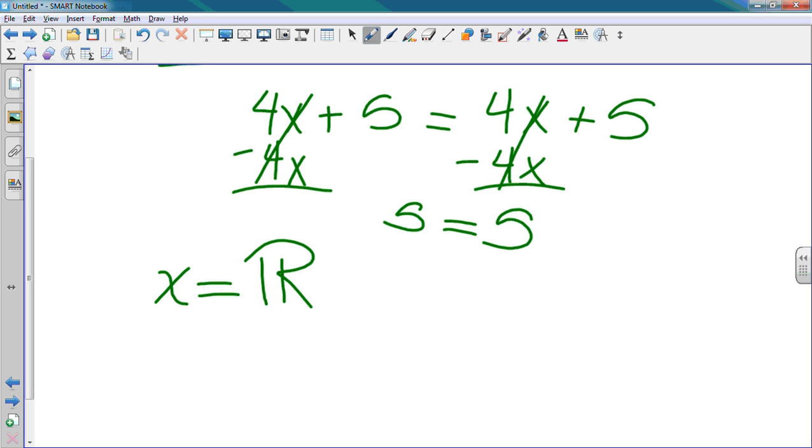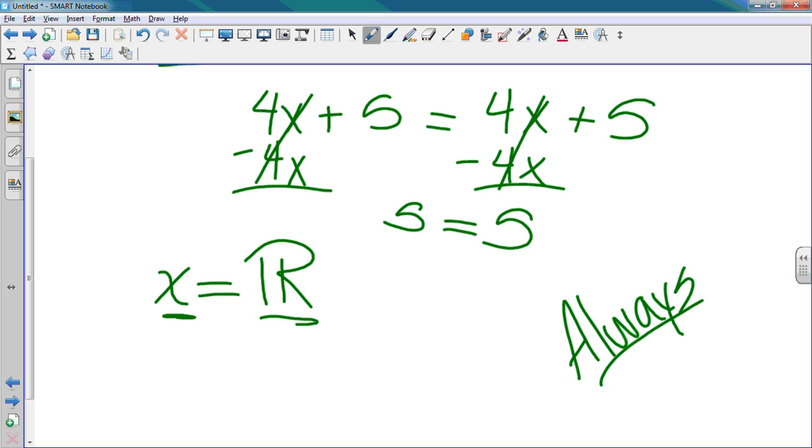This is always going to be true. No matter what number you can think of for x, you can pick it from that big earth of real numbers we have. You can pick any number you want, and it's going to be true for that equation. That's how you denote that the solution to this equation is all real numbers.